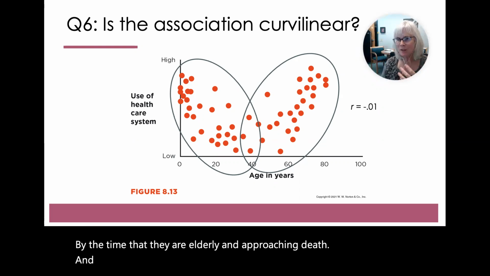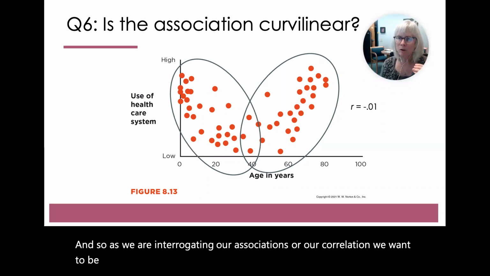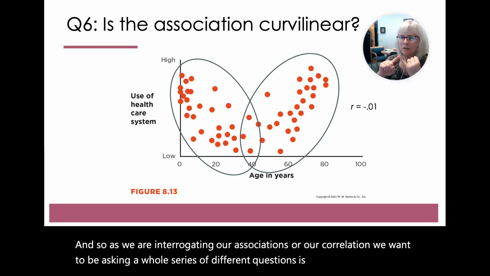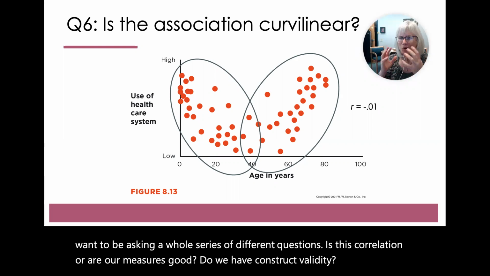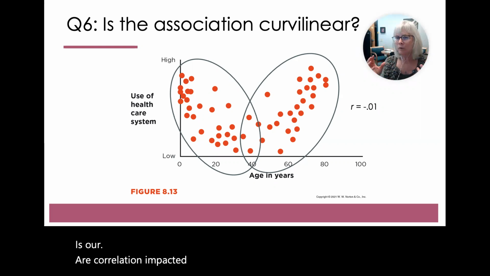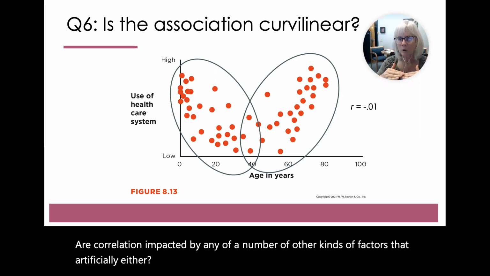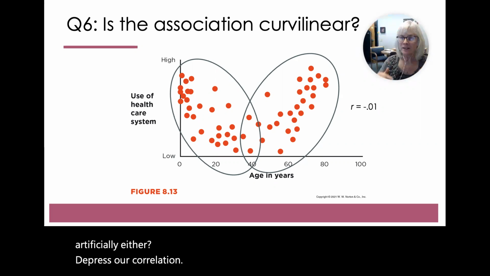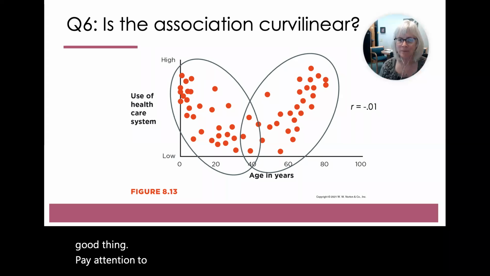And so as we are interrogating our associations or our correlation, we want to be asking a whole series of different questions. Are our measures good? Do we have construct validity? Is our correlation impacted by any of a number of other kinds of factors that artificially either depress our correlation or increase our correlation? So mapping out your data is almost always a good thing. Pay attention to the figures.